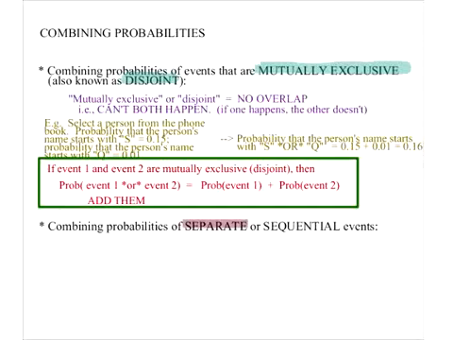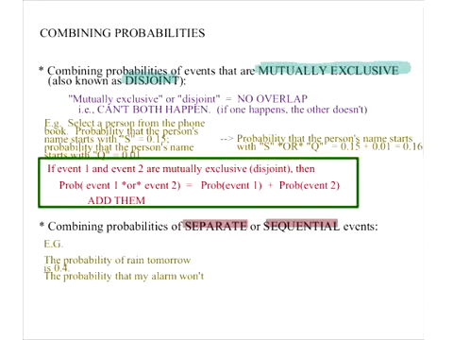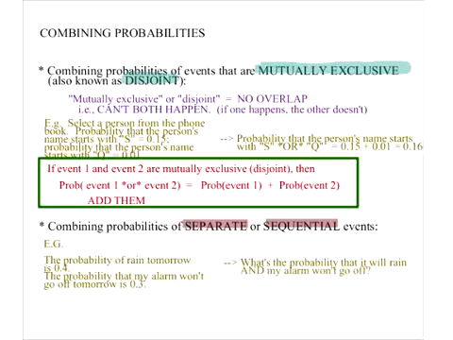Okay, separate or sequential events. Let's talk about these. Let me give you an example. Let's say the probability of rain tomorrow is 40%. The probability that my alarm won't go off tomorrow is, let's say it's a really bad alarm, 30%. So clearly these have nothing to do with each other. There's no influence that these have on the other. So the question is, what's the probability that it will rain and my alarm won't go off?